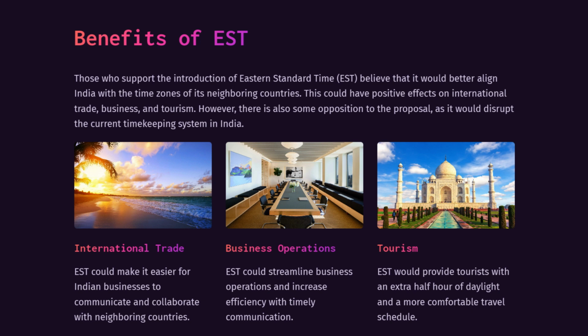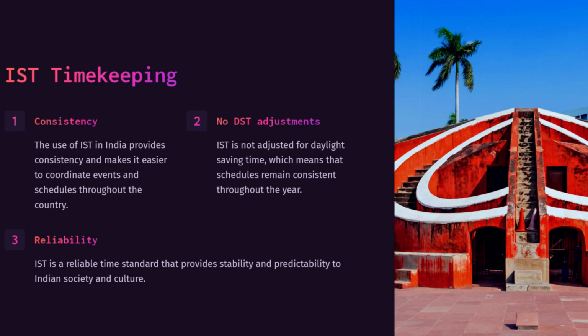IST timekeeping. Consistency. The use of IST in India provides consistency and makes it easier to coordinate events and schedules throughout the country. No adjustments. IST is not adjusted for daylight saving time, which means that schedules remain consistent throughout the year. Reliability. IST is a reliable time standard that provides stability and predictability to Indian society and culture.